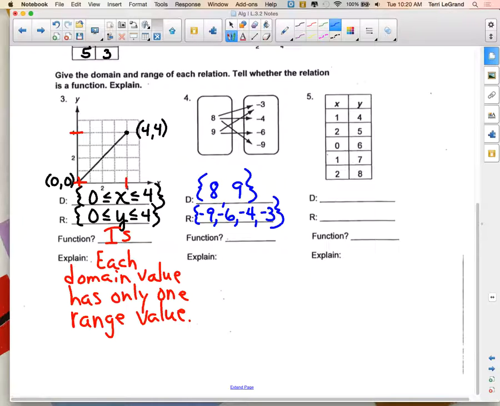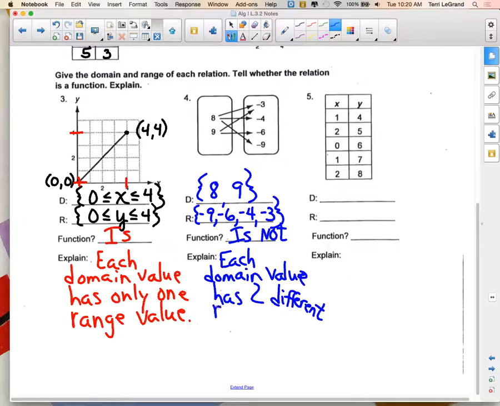No. Why not? Because the domain doesn't have one range value. Both of those domain values have 2 different range values, don't they? This is not a function. Each domain value has 2 different, and the word different is kind of important in there, 2 different range values.